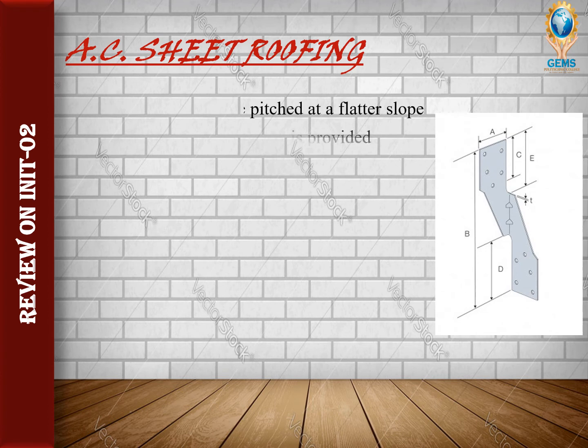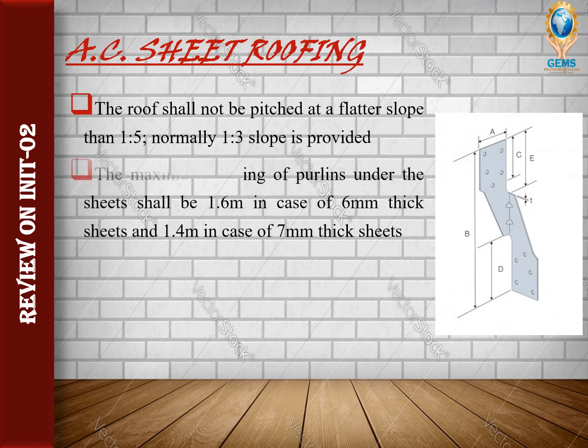Then the next one is AC sheet roofing. Regarding the slope, we should have an imaginary roof. Usually it will be 1:3, but it should not be greater than 1:5. This is the first one.